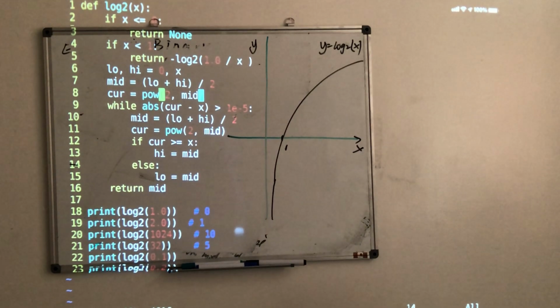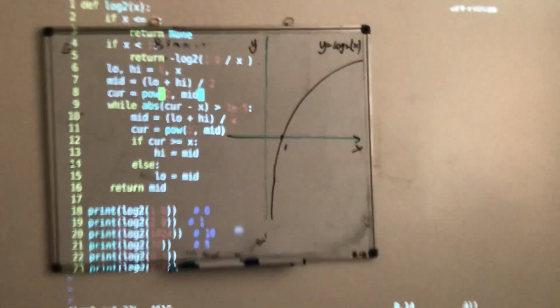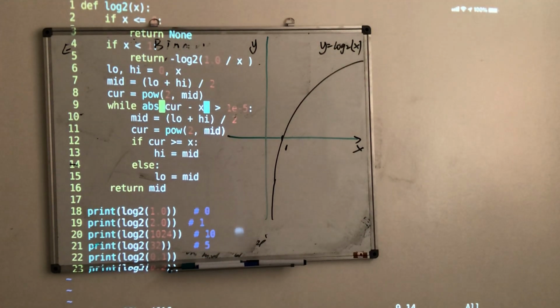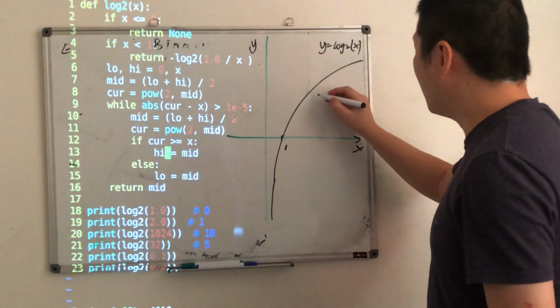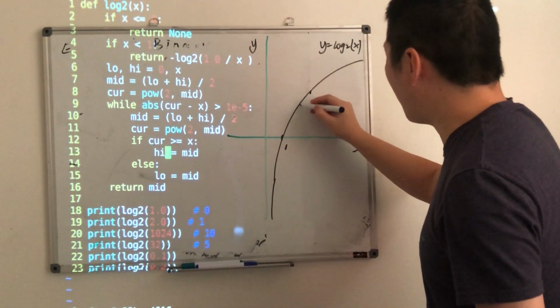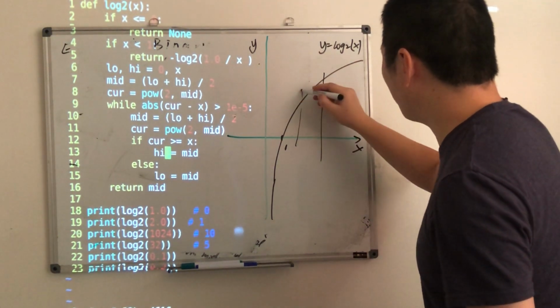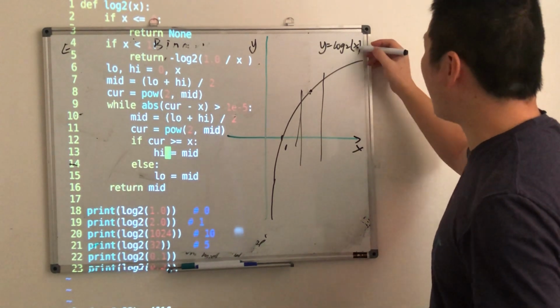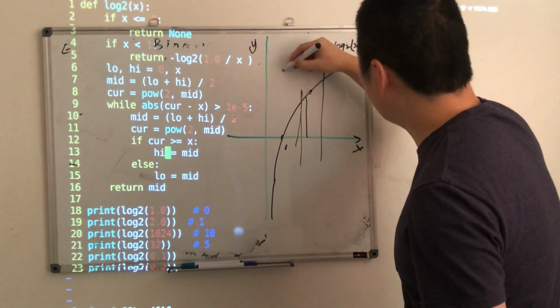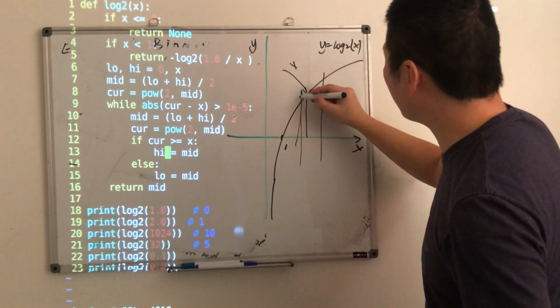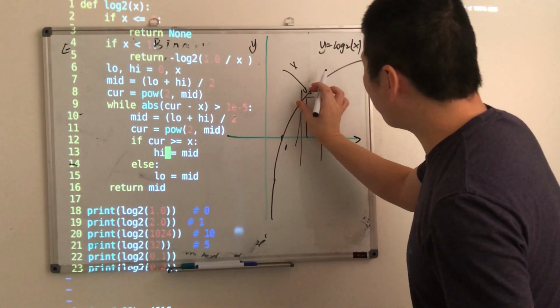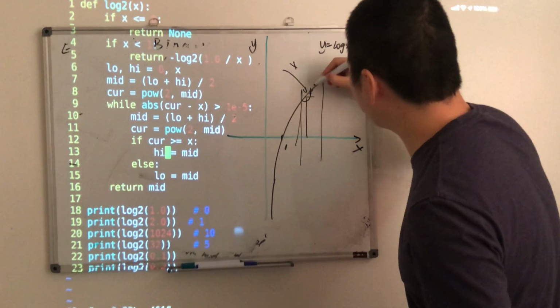And then we calculate the value, 2 to the power of mid. If current is the same as x, we know the value is mid, right? And if it's bigger than x, look, this is the final result. If we find this value is bigger, we have a lower bound here, for example, and an upper bound here. If we're given this value x here, but this value is bigger than x, so we know it's in the lower half, right? So we continue searching in this half. Otherwise, we search in this half.